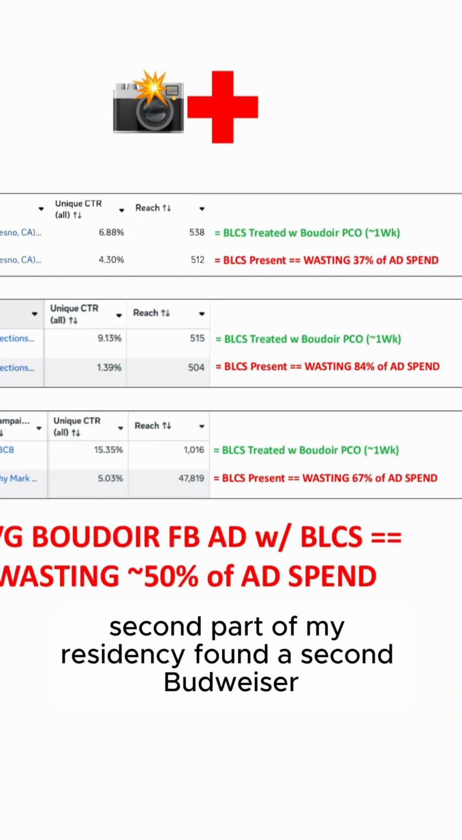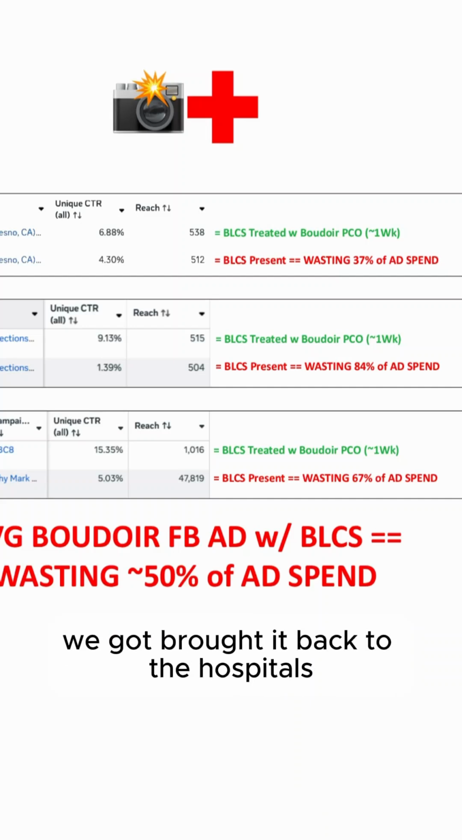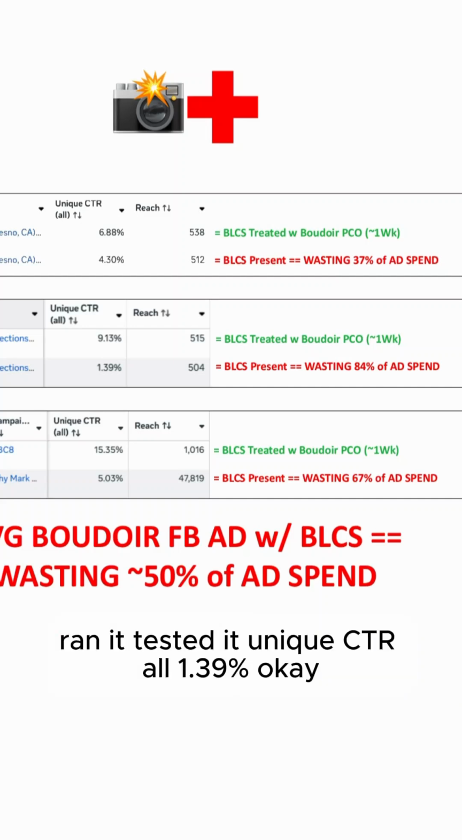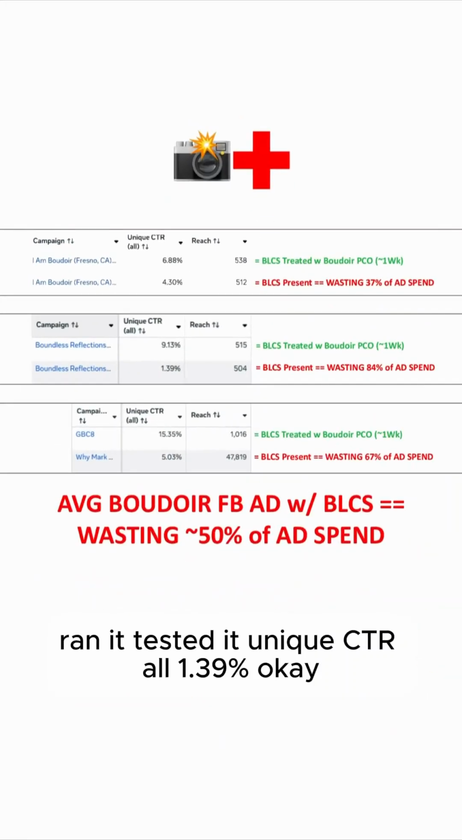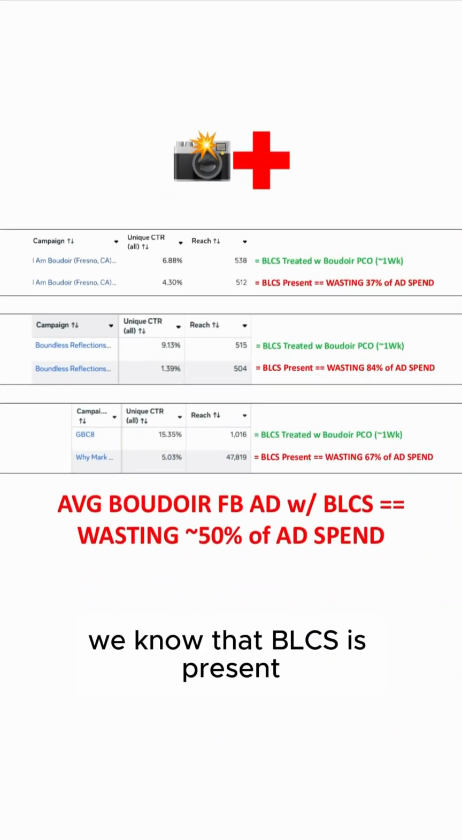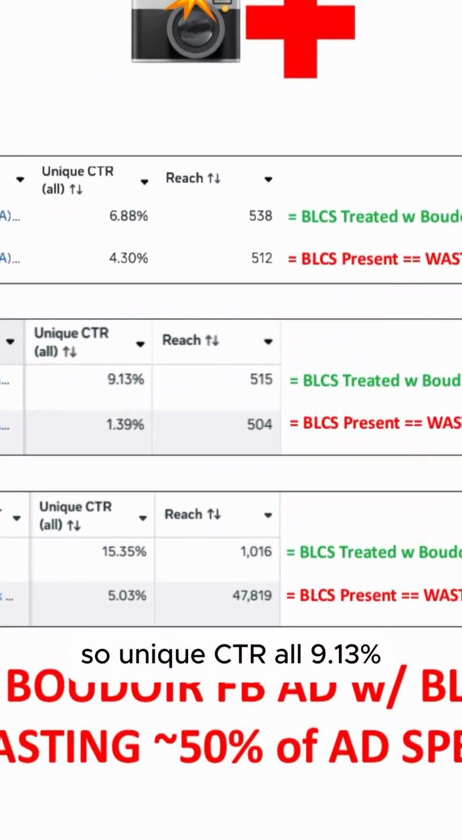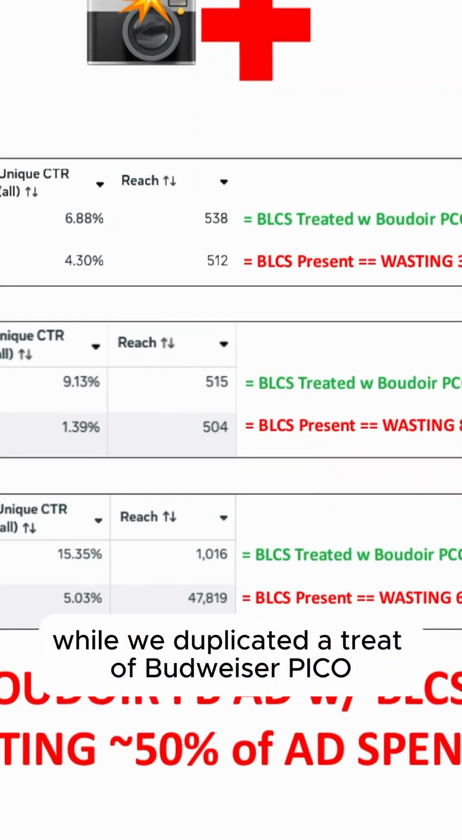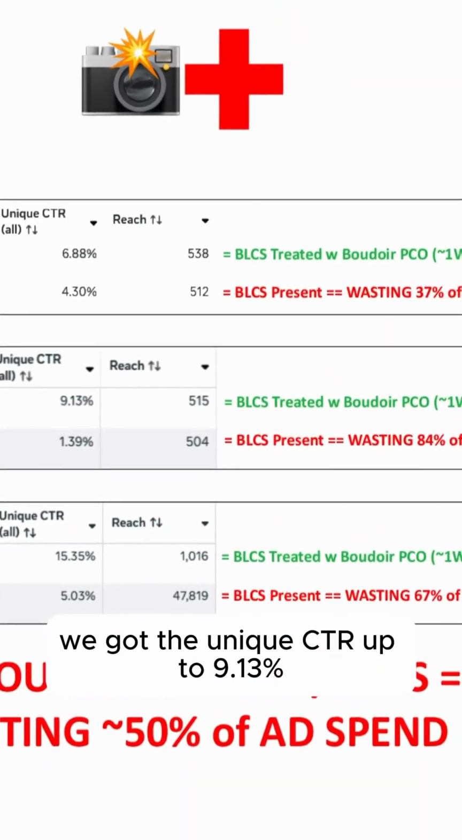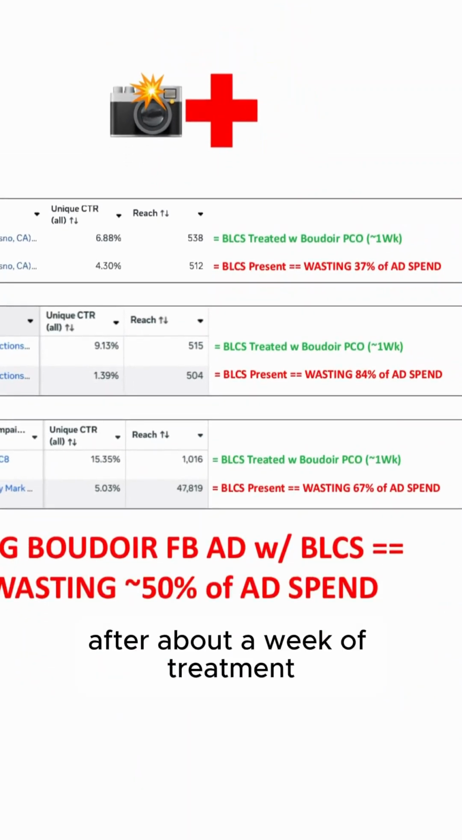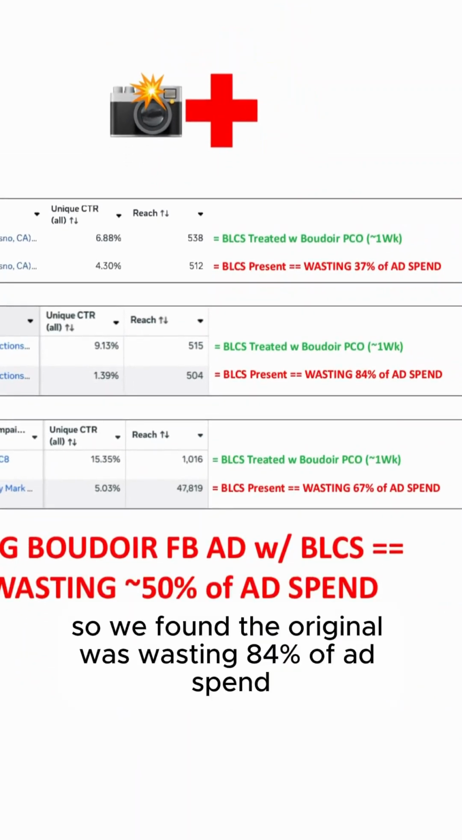Second part of my residency, I found a second Boudoir Facebook ad, brought it back to the hospital, ran it, tested it: unique CTR 1.39%. We know that BLCS is present. So we duplicated it and treated it with Boudoir PICO. We got the unique CTR up to 9.13% after about a week of treatment. So we found the original was wasting 84% of ad spend.